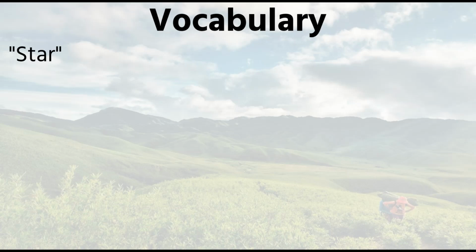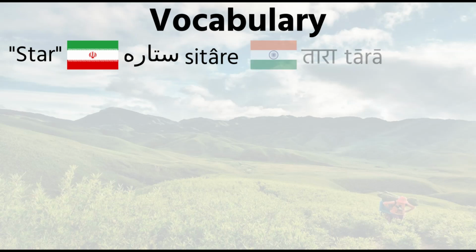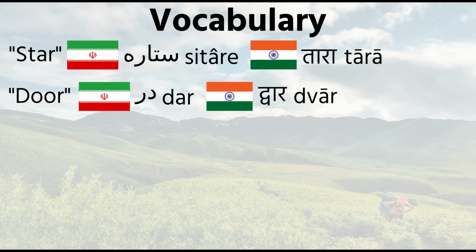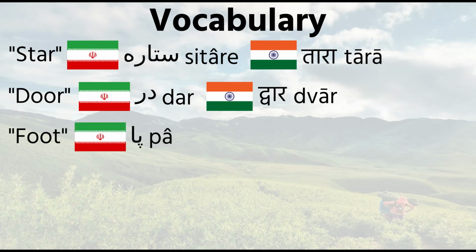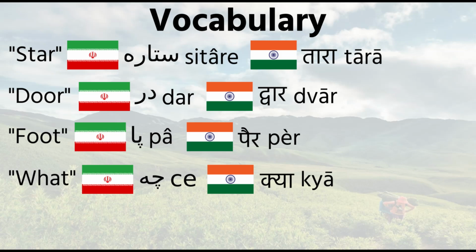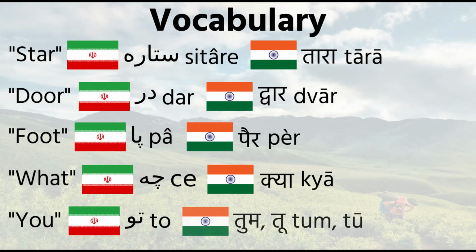The word for star, in Persian, ستاره, in Hindi, Tara. Next, the word for door, in Persian, در, and in Hindi, Dwar. The word for foot, in Persian, پا, in Hindi, Pär. The word for what, in Persian, چه, in Hindi, Kya. And the pronoun for you in the singular, تو, Tum. Tu. In Hindi, these two are separate pronouns with two different meanings. We'll look at those a little later.